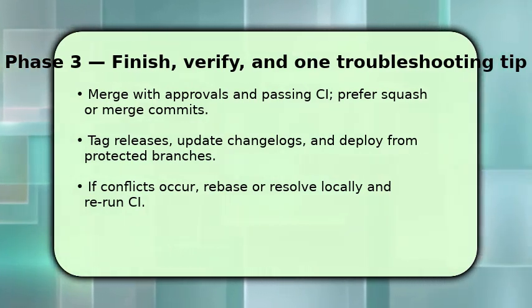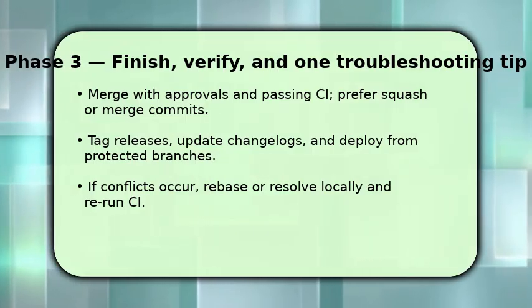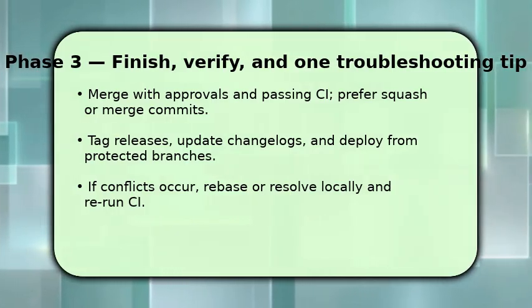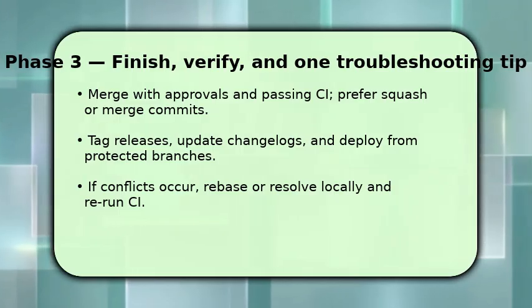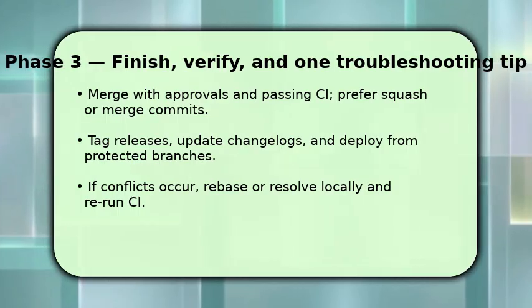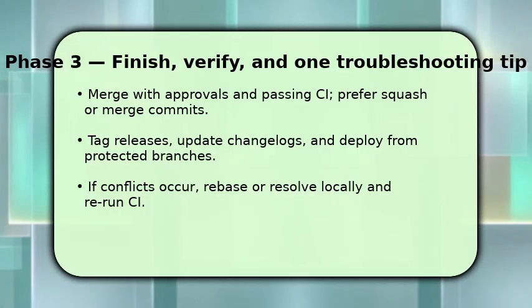Tag releases and update a changelog so stakeholders know what changed, then deploy from protected branches to avoid accidental pushes. If a conflict blocks merging, fetch origin, rebase your branch onto main, resolve conflicts locally, and run tests before pushing. If CI fails after merge, revert or hotfix quickly and communicate.